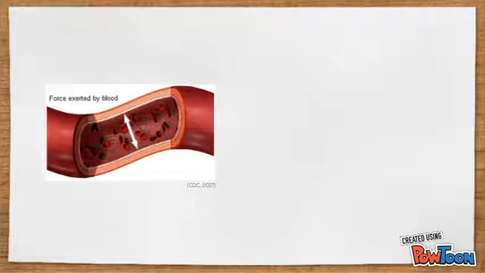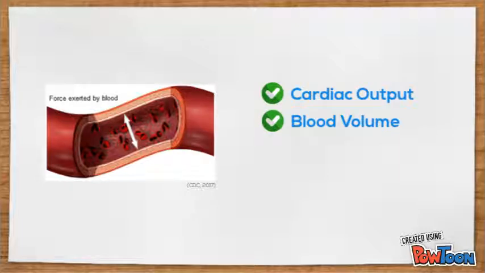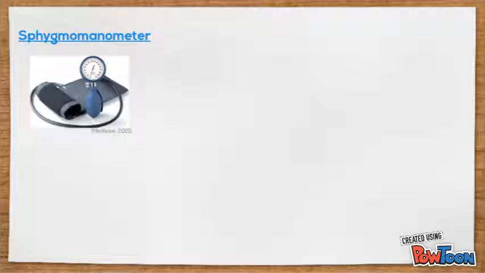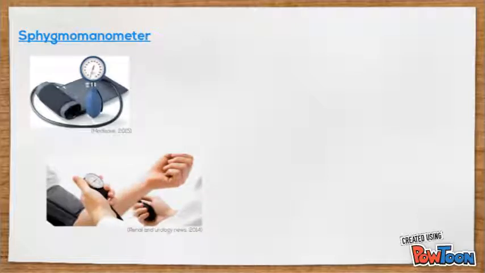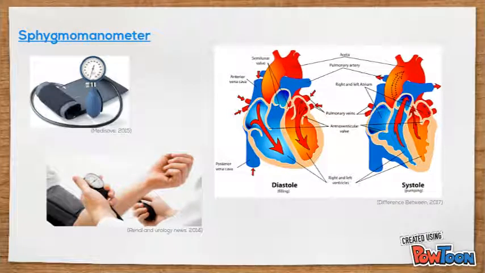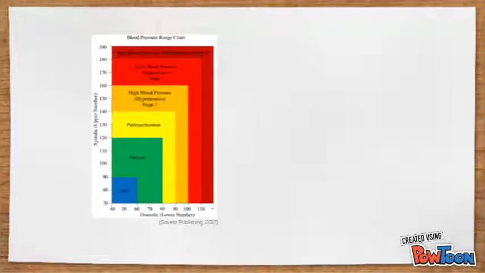There are three parameters to maintain the homeostasis of blood pressure: cardiac output, blood volume, and resistance. Blood pressure is measured using a sphygmomanometer in millimeters of mercury and is recorded by measuring the peak pressure achieved when blood leaves the ventricles of the heart, called systolic pressure, and the lowest retrieved pressure by atrial circulation, diastolic pressure. Normal blood pressure has a systolic blood pressure of 120 millimeters of mercury and a diastolic pressure of 80 millimeters of mercury.